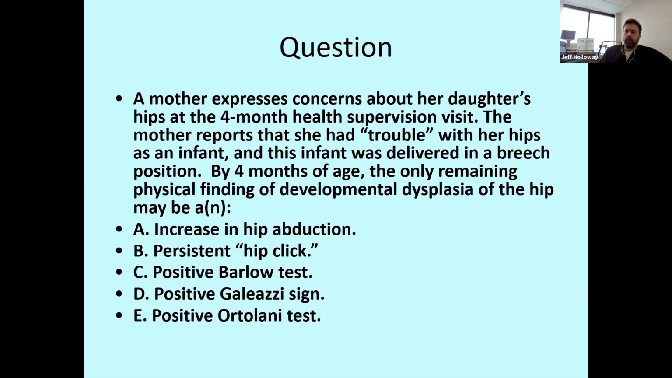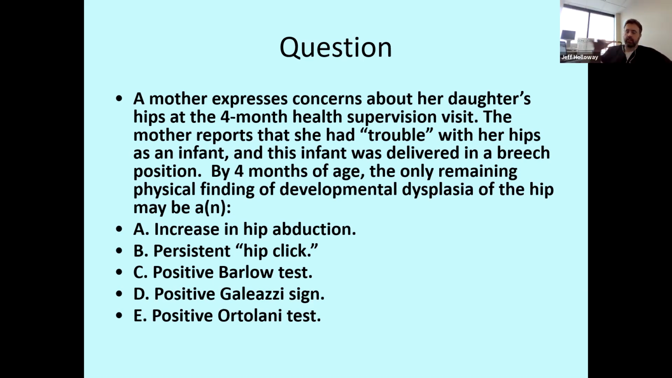Again, you can get into the nuances of looking at it. We're thinking extreme. You're probably thinking the Barlow and Ortolani are the typical things we do, right? I thought she might start to develop fibrosis around the capsule, so those tests would be less likely to either dislocate or sublux. Correct, that's it.